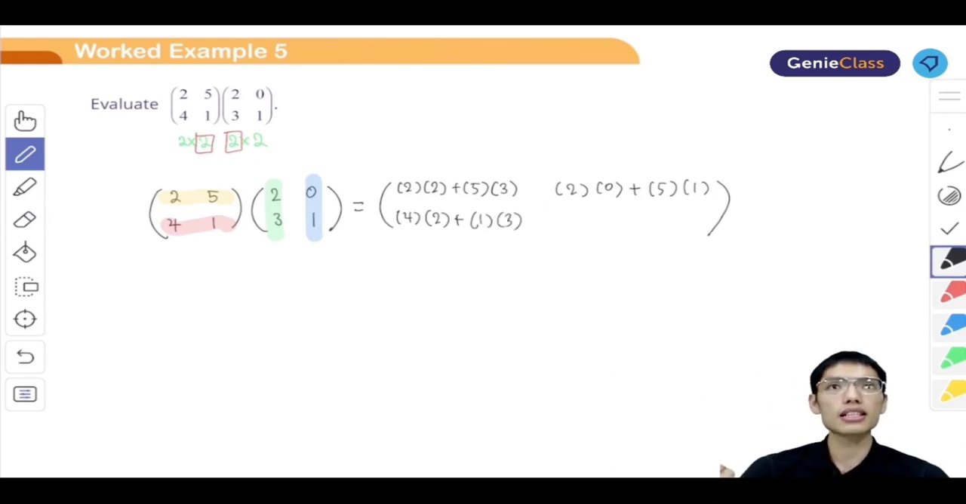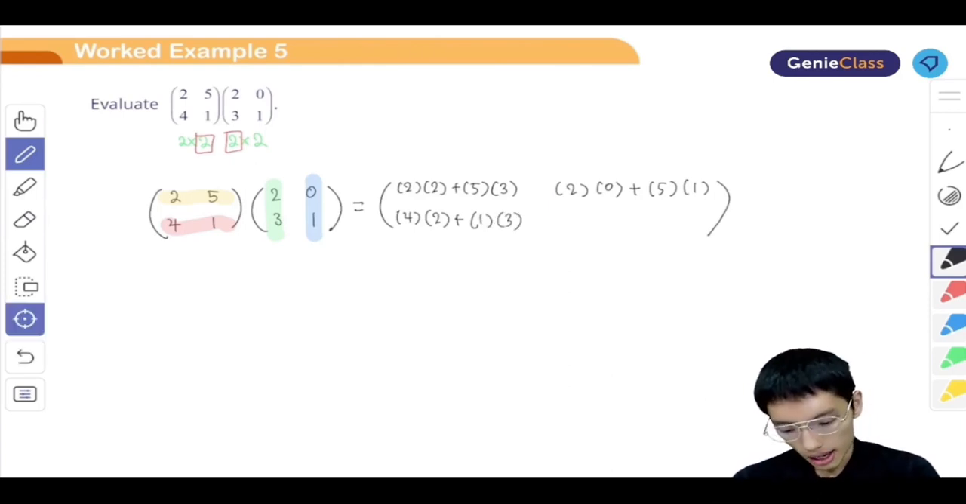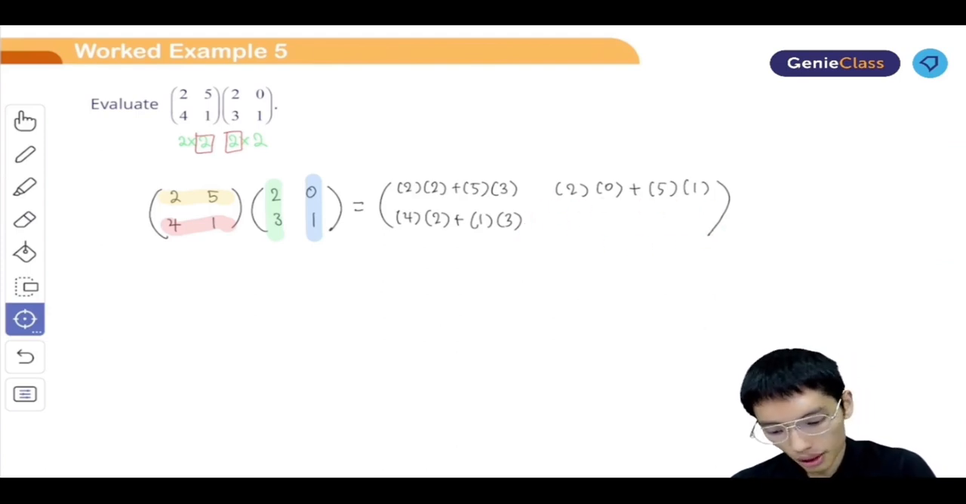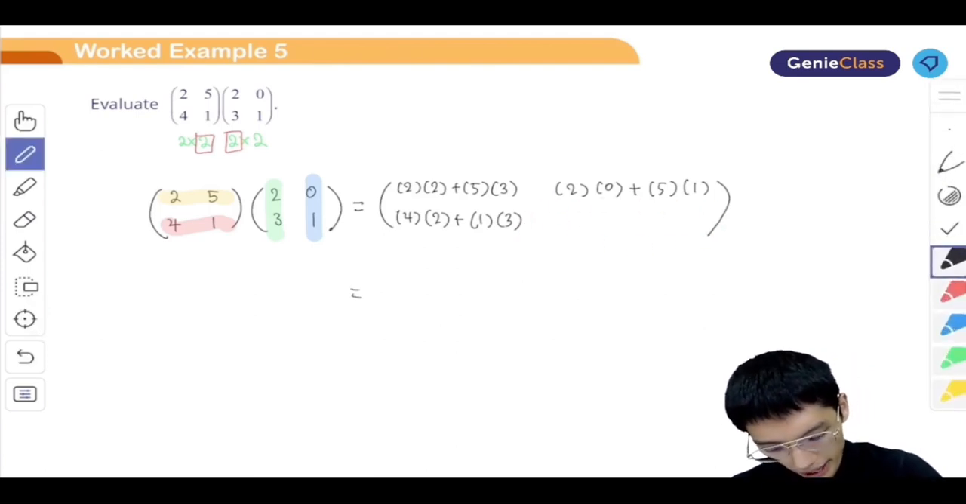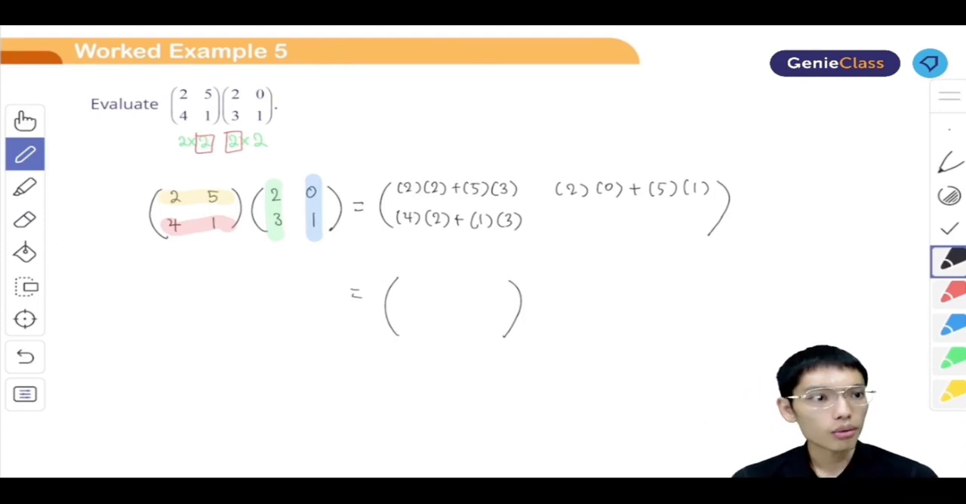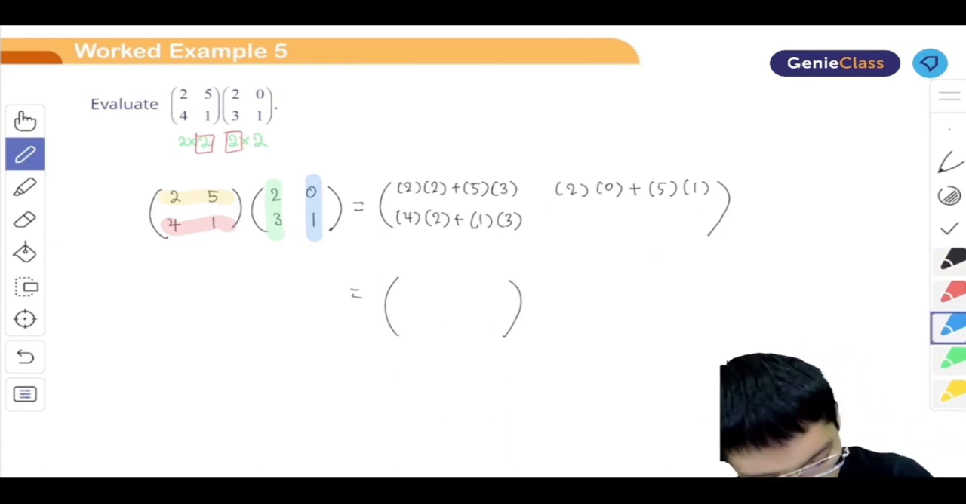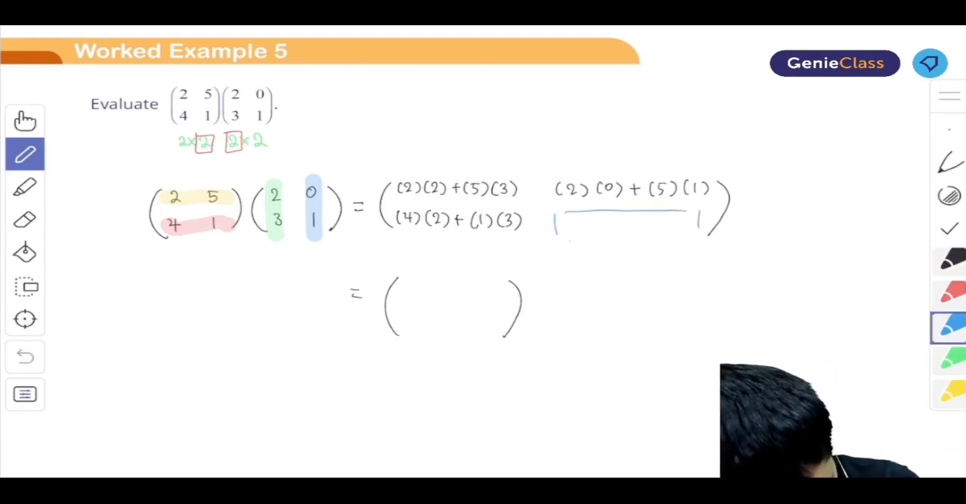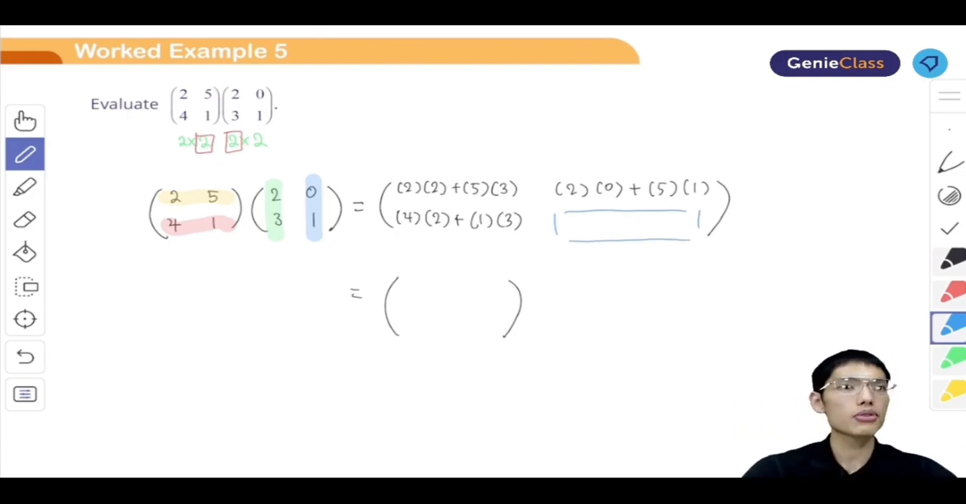And last one, let's give it a try. What will be the operation over here? I'll give you a while to write it out. What should be the operation that I should write at the entry over here? I'll give you some time to write it out.